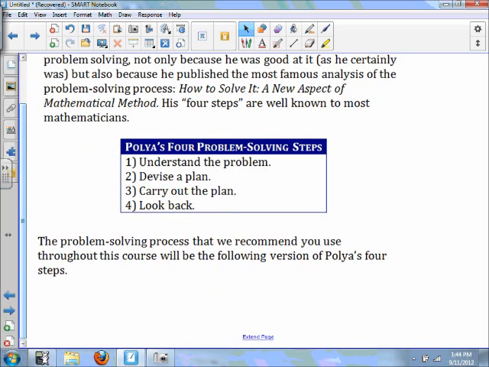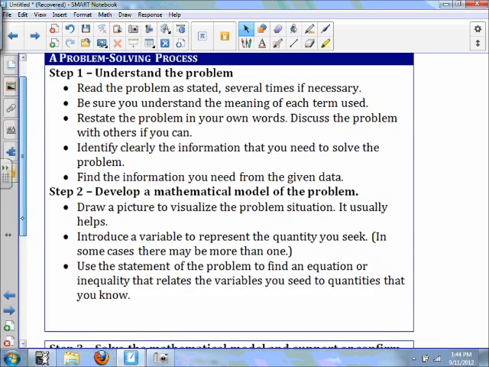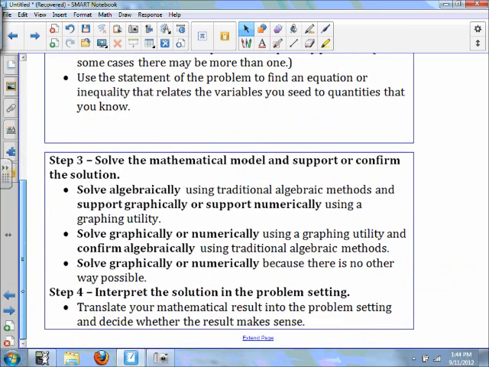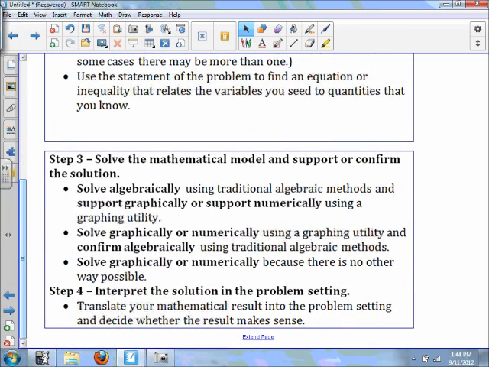Now, the problem-solving process that we recommend you use throughout this course is the following version of Polya's 4 steps. Step 1, understand the problem. Step 2, develop a mathematical model of the problem. Step 3, solve the mathematical model and support or confirm the solution. Step 4, interpret the solution in the problem setting. So basically the last part means translate your mathematical result in the problem setting and decide whether the result makes sense.